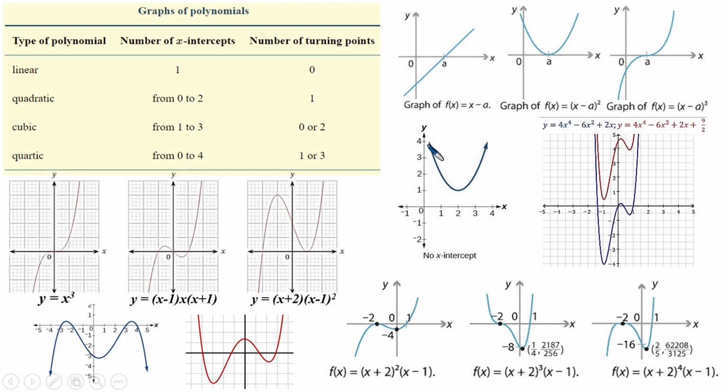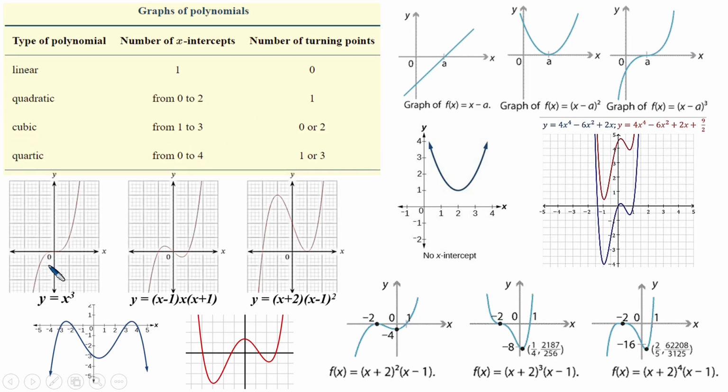It can either, this is a curvature here, this quadratic parabola, not touch the x-axis, so it has 0 intercepts, or it can have one intercept, or if this parabola goes down it can have two. So it can have from 0 to 2 intercepts and only one turning point.